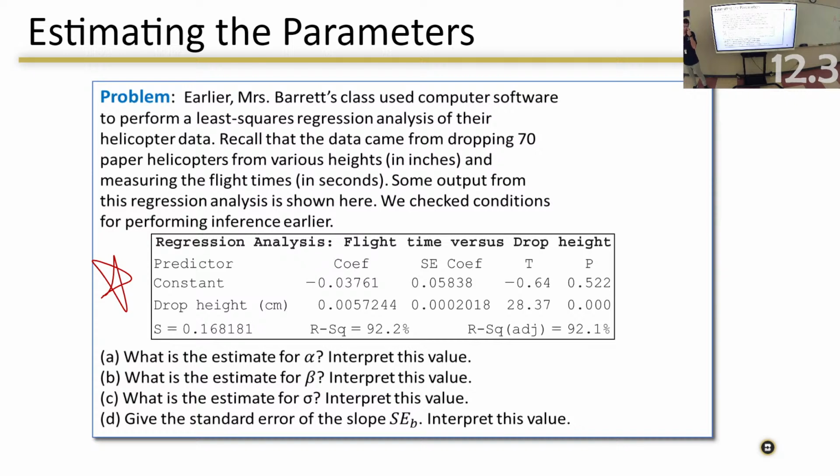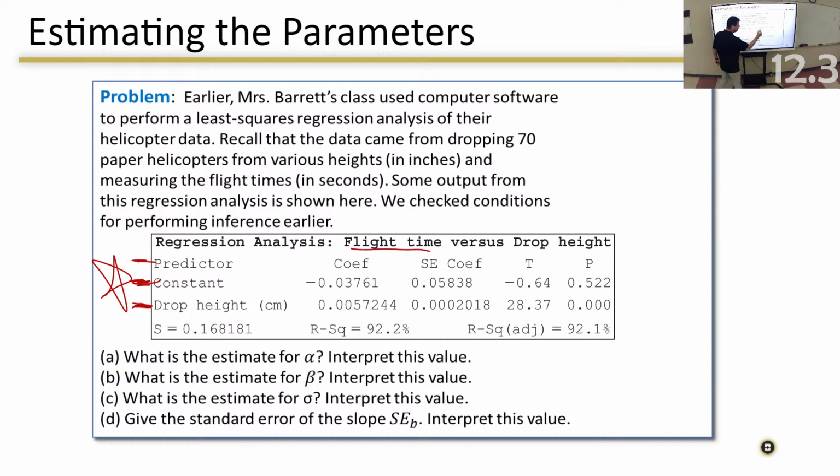Okay, guys, please. So you always have a predictor. You always have a constant. You always have some variable. Oh, I kind of remember this from chapter 4. You always have a constant, you always have a predictor, and you always have a variable underneath it. This one says drop height. So that is the X variable, the drop height.